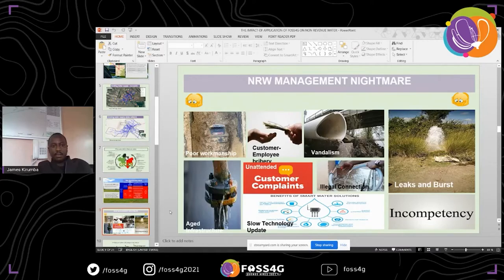Non-revenue water management nightmares. What are some of the critical issues that all contribute to non-revenue water? We have poor workmanship. In Nanyuki Water and Sewerage Company, when we are doing our meter installation, they usually pick the coordinates and feed them into the system. So if we have an issue in that connection, we refer back to our GIS data and we are able to know who did that connection and see how the connection was done. Another nightmare is customer employee bribery. We have vandalism, leaks and bursts, illegal connections, unattended customer complaints, incompetency, as well as slow technology uptake.